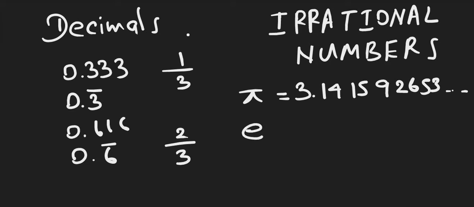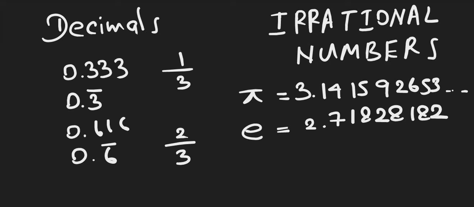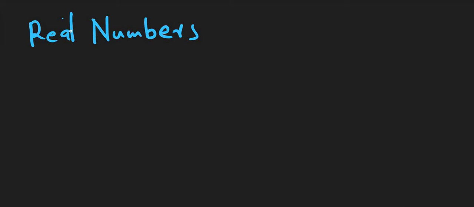Another example of this is e, which comes to 2.718288182. Similarly, numbers such as √2, √3 are also irrational numbers, and the highlighting point is these set of numbers are non-terminating and non-recurring. Okay, let's look at real numbers. Now, real numbers are both the set of rational numbers and the set of irrational numbers.